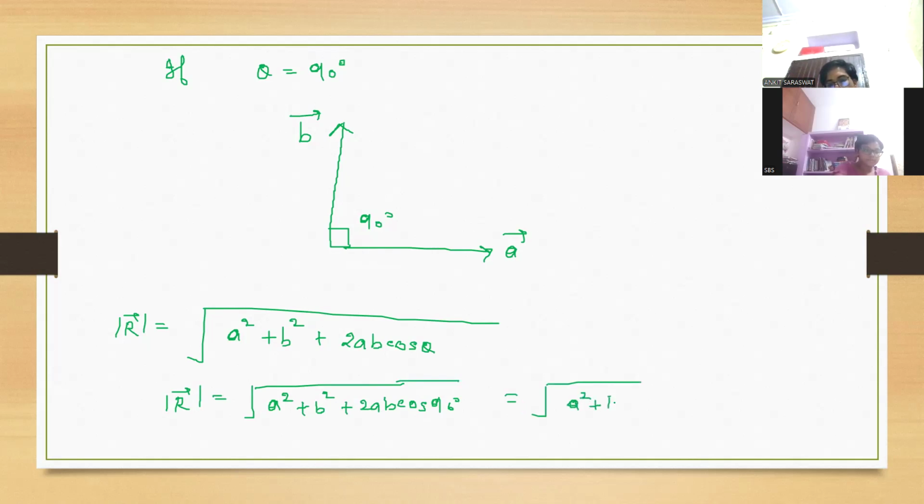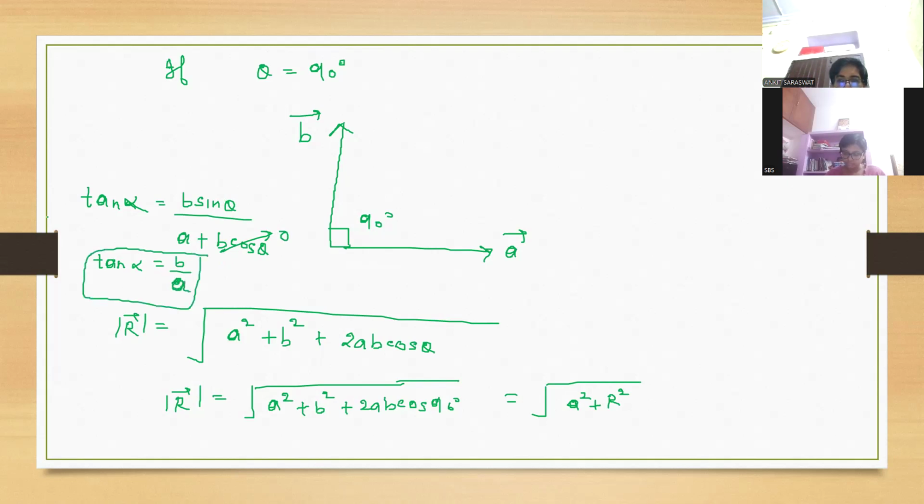If they ask what the direction is when theta is 90, tan alpha, what is the formula? b sin theta divided by a plus b cos theta. If you put theta as 90, sin 90 is 1 and cos 90 is 0. So tan alpha will be b by a. Is it clear?